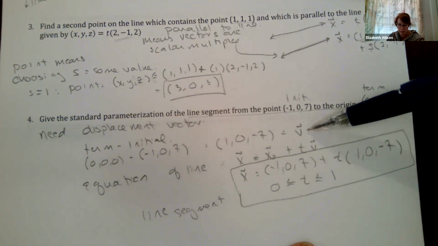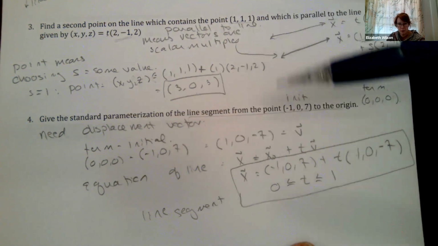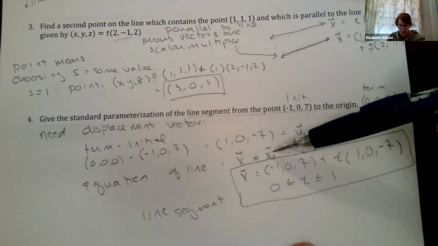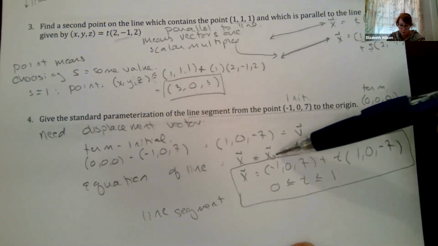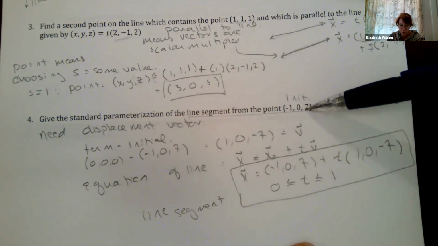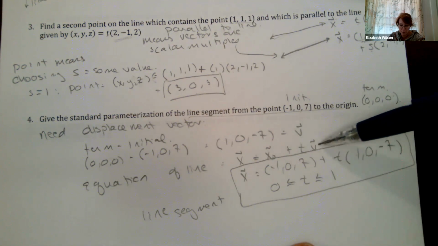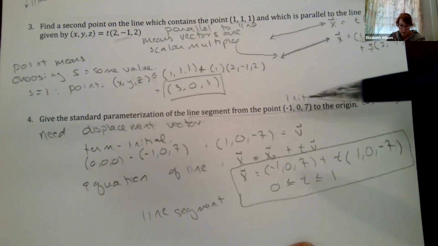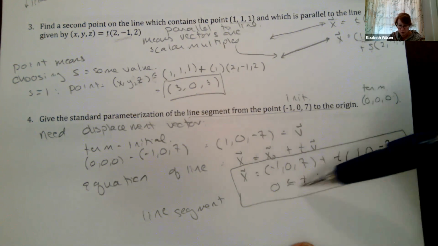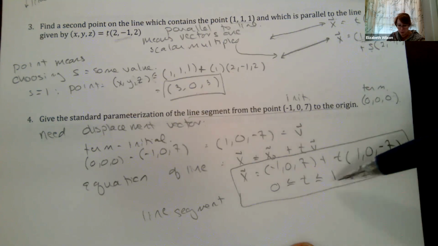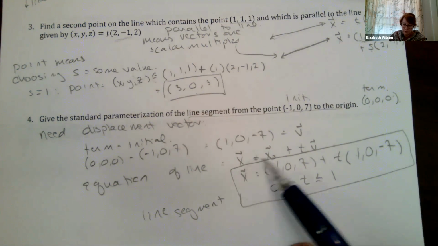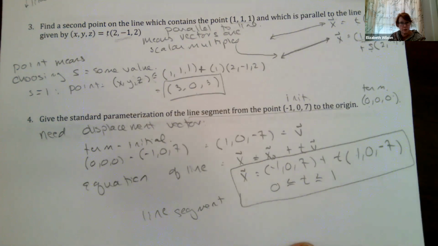That's my displacement vector. Now my vector equation for the line is x bar equals x naught plus t times b. My x naught is my initial point, so that's (-1, 0, 7). My vector is the one I just calculated. To make this a line segment, I have to restrict my parameter value to be between 0 and 1. So I need both of these in order to define my line segment.